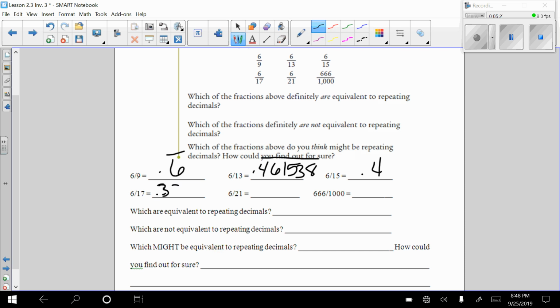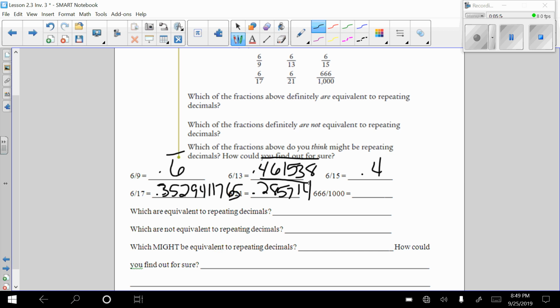352 9, 4, 1, 1, 7, 6, 5. That's as far as my calculator goes, so I can't go any further than that. The next one is 6/21. My calculator says 0.2857114, and then I start over with 28 again, so that is repeating.